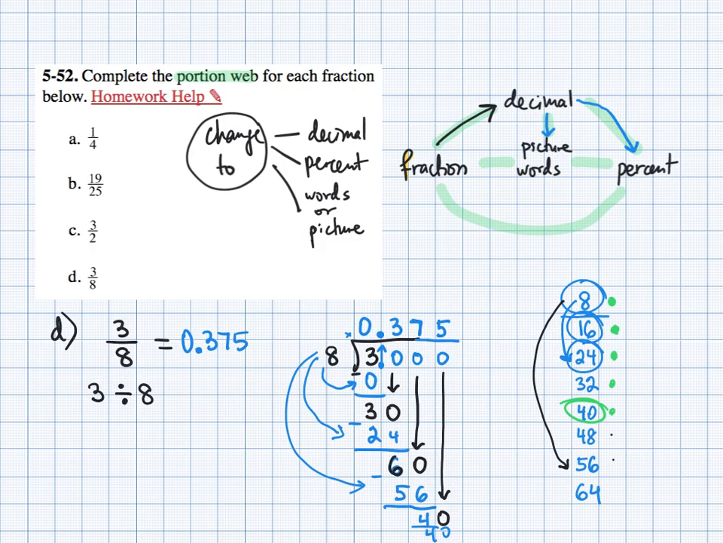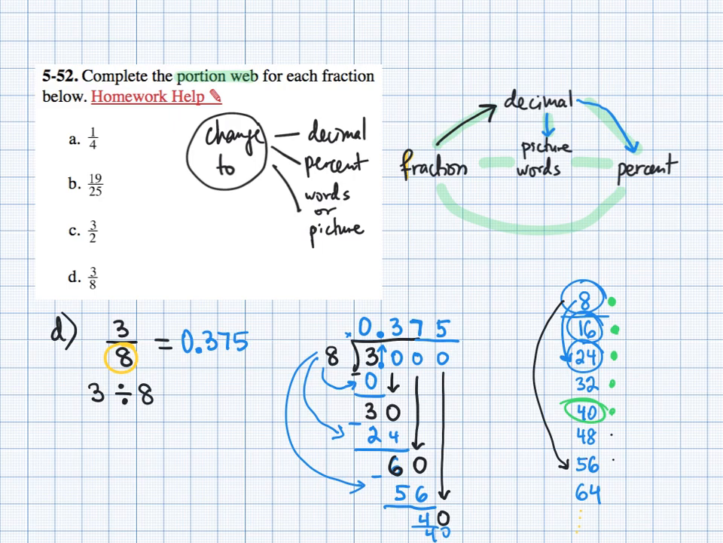Now you could also write that in words. It's 375, and it's in the thousandth place. Okay, so we did the decimal, so let's go to percent. So 8 cannot be made out of 100, because if you continue with the pattern of 8, it will skip 100. So 8 is not a factor of 100.